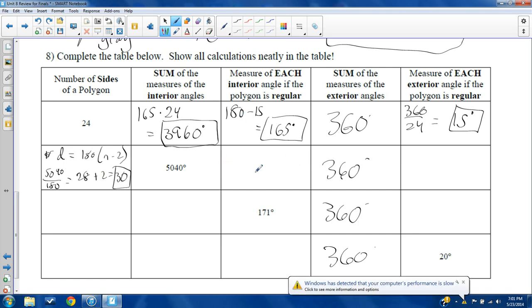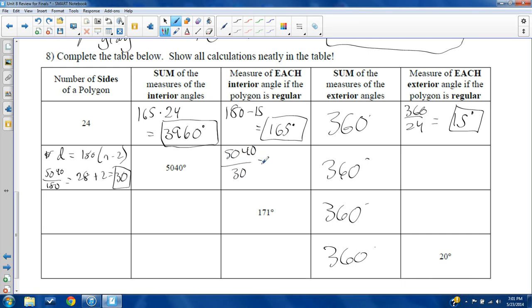These can be different, and I'll show you a different way to do this one instead of the way we just did it last time. If we have 30 sides in our polygon, the interior angle sum 5040 divided by 30 will give you the measure of each interior angle, and that's 168 degrees. We'll go backwards this way now. Instead of dividing 360 by 30 to get the exterior angle measure, I'm going to do 180 minus 168 because they're supplementary, and that gives you 12 degrees for the measure of each exterior angle. So that helps you there.